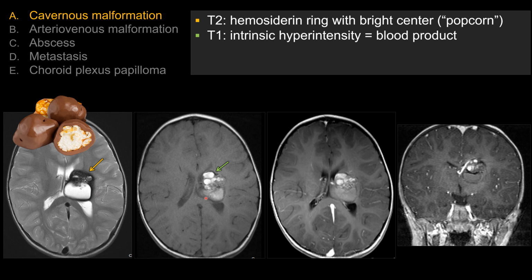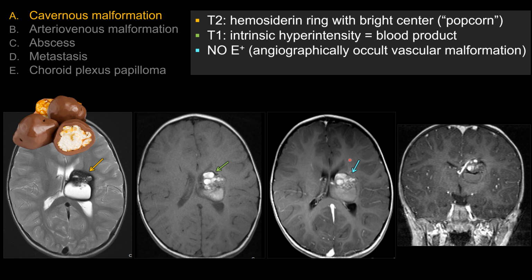On T1 weighted sequence, you can see typically it's bright in its center, so T1 hyperintensity, often of various degree in that, remember, cavernous malformation tend to bleed and rebleed. So you have blood product of different stages. Cavernous malformation typically do not enhance unless it's a recent bleed. So on board exam, they probably show you a lesion that does not enhance.